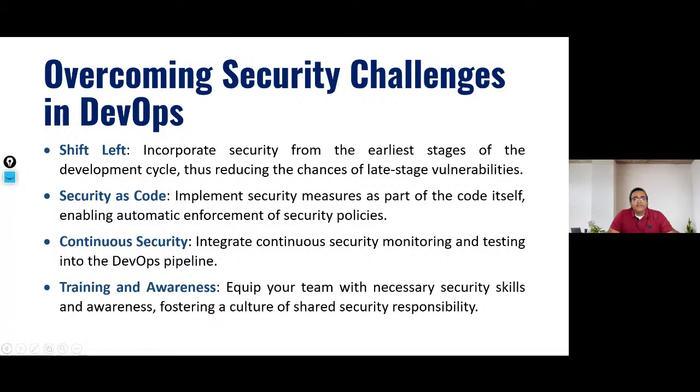Fostering a culture of security and shared security responsibilities. This is something very important that we don't give a lot of importance to, right? When we talk about security training and awareness with our clients, what they ask us for is a basic security awareness program.